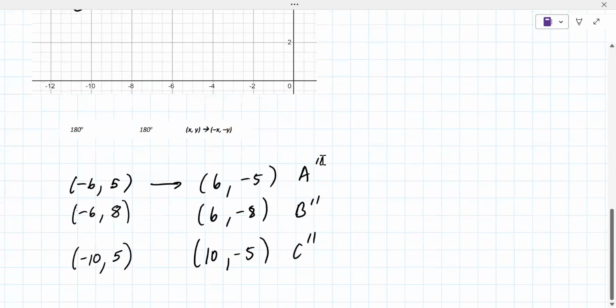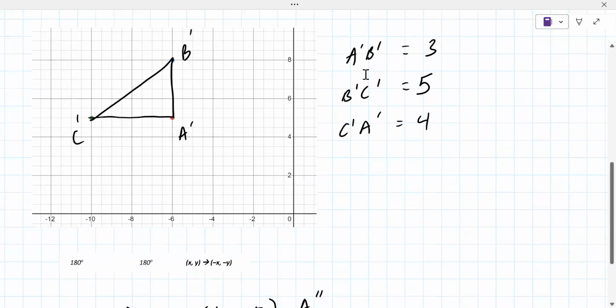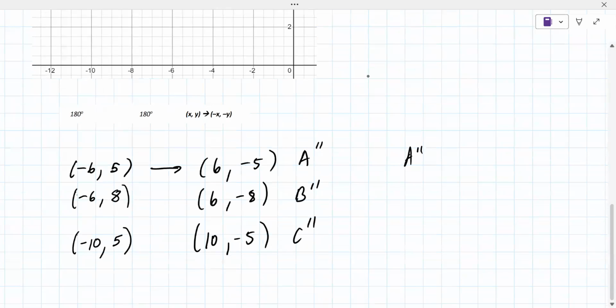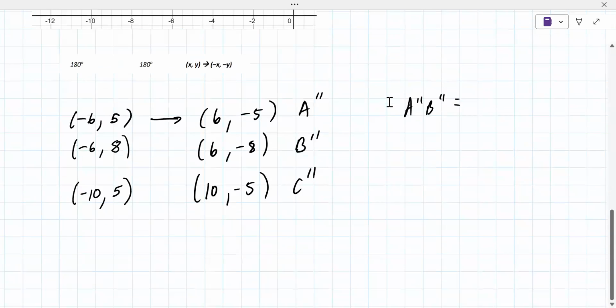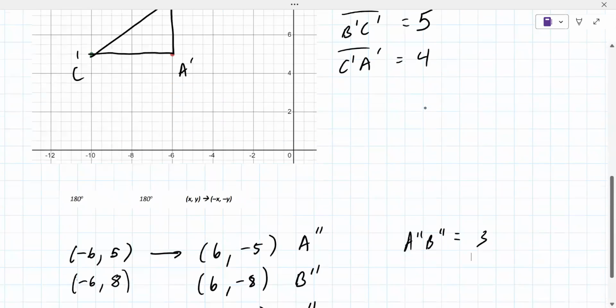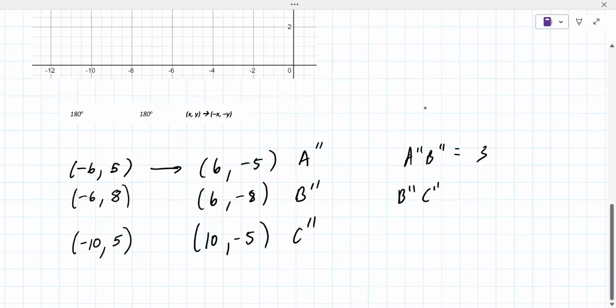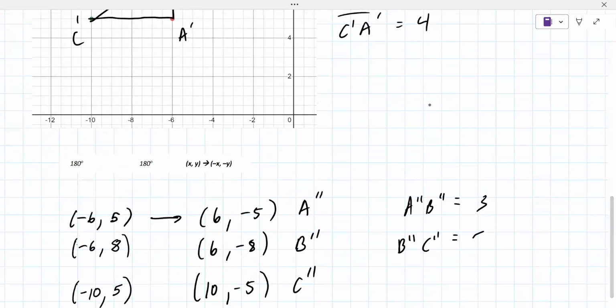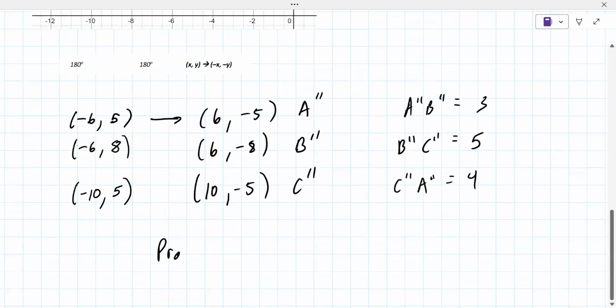And so you've got to do the same thing we did in the previous problem. You've got to find these distances. But we can just shortcut it and say A double prime, B double prime equals the same thing as before, 3. We edit the order here. B double prime, C double prime equals 5. And then C double prime, A double prime equals 4. And then you have to add some words that says, proven by SSS.